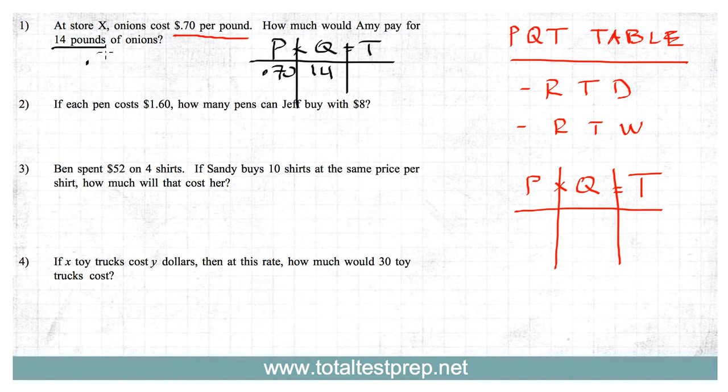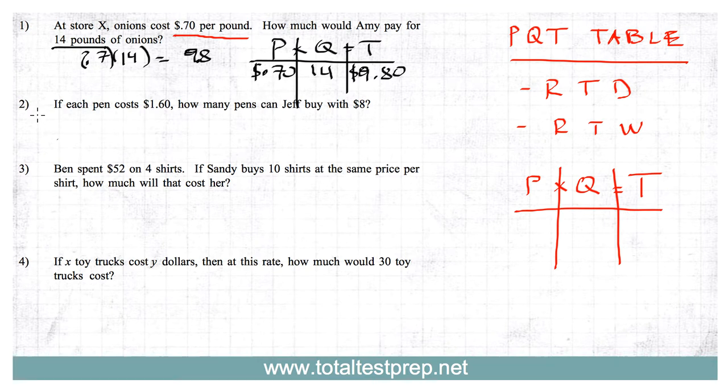So that's 0.7 times 14. When you multiply with decimals, just forget about the decimal for a second. So 7 times 14: 7 times 10 is 70, 7 times 4 is 28, and 70 plus 28 is 98. Then you have to remember that you have one place after the decimal, so we need one place after the decimal in our answer. So that's going to be 9.8, or $9.80, because this is 70 cents.